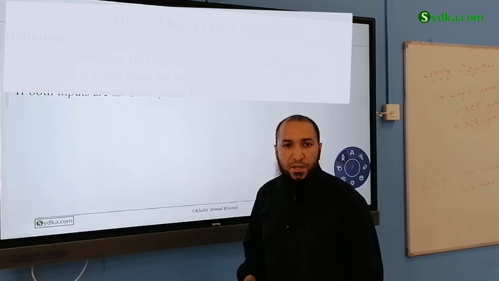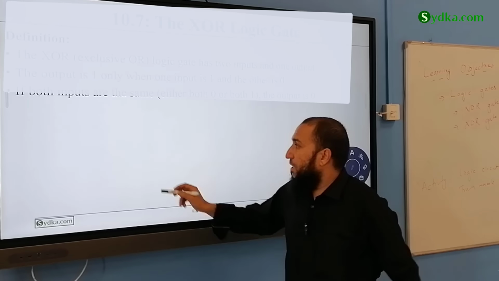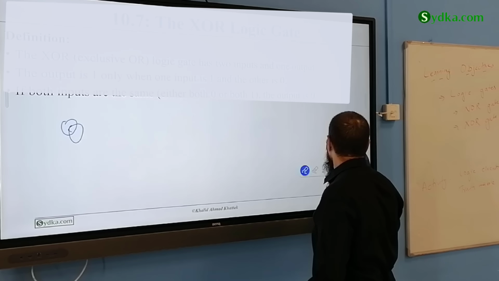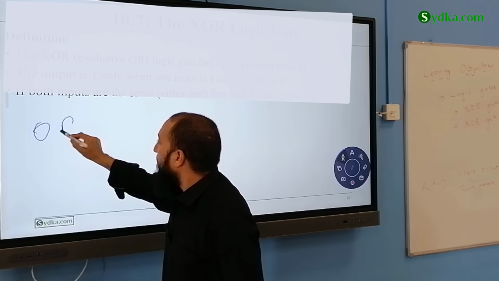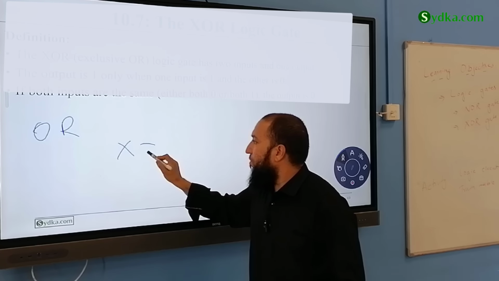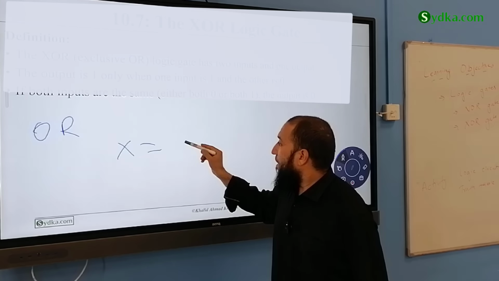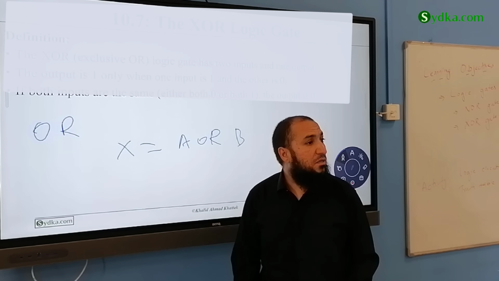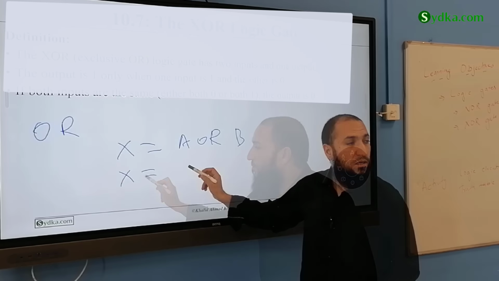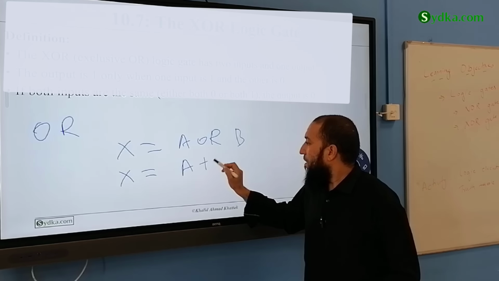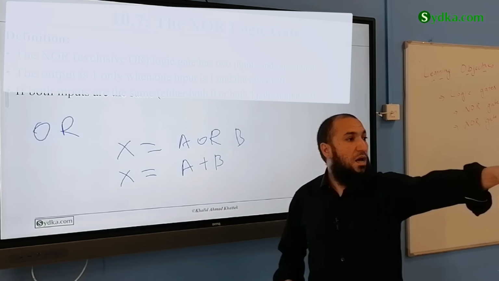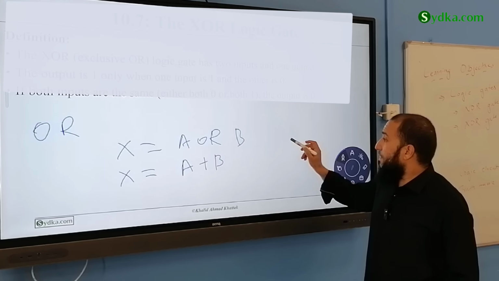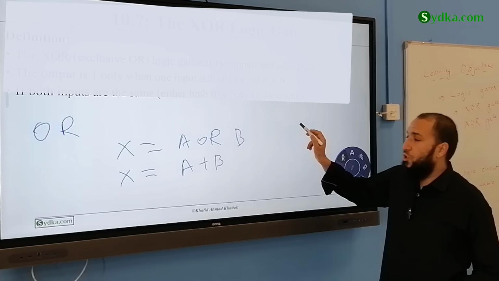Okay. Next one we have is the OR gate. For the OR gate, we have X is equal to A or B. Alternative equation. Muaz, what is the symbol for it? OR gate. Like this and then like that. Good.